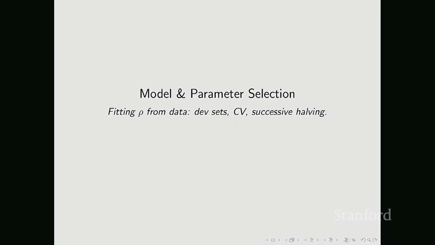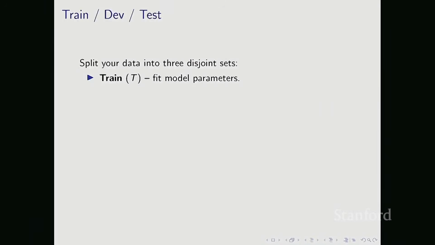All right. So for the last 5 or so minutes, I'm just going to tell you two things. I'm going to tell you what cross-validation is, and then I'm going to tell you what successive halving or Hyperband is, because I think it's genuinely useful.